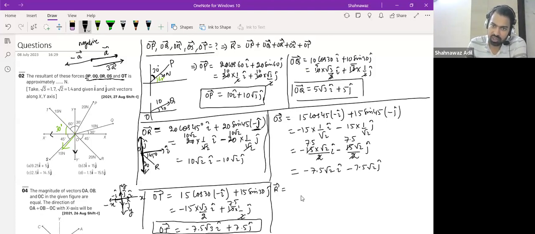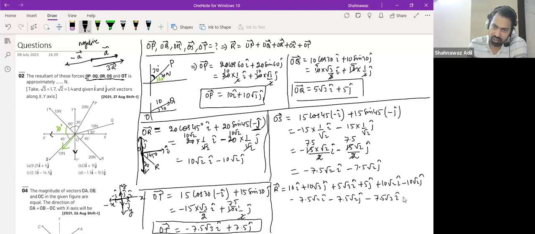So the resultant would be 10I plus 10J plus 5I plus 5J plus 10I minus 10J, and we have a minus of 7.5 I and minus of 7.5 J, and then we have minus of 7.5 I and plus of 7.5 J. So this is what, right? Then this is what.